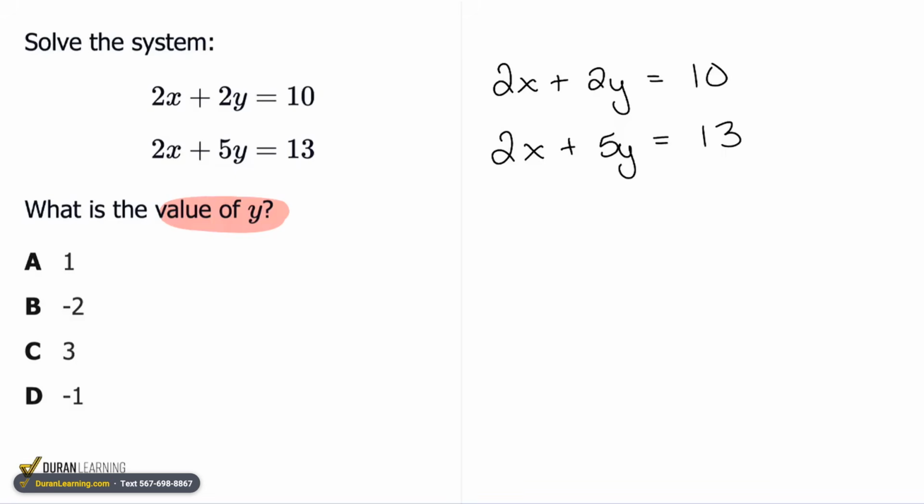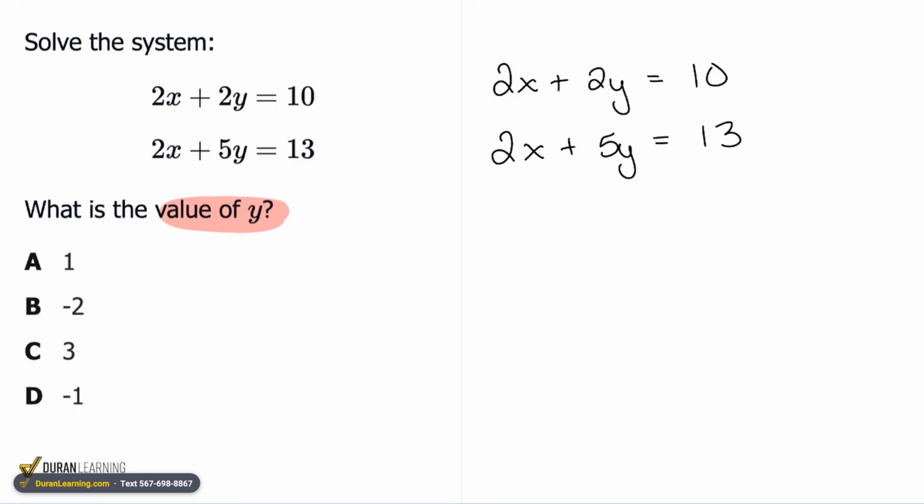But let me ask you guys this. Do you notice that if we subtract, yeah, sure, we'll cancel, but we'll have 2 minus 5, and then we'll have 10 minus 13, both of which will be negatives. Who sees that? Yeah, and it can come out to positive in the end, for sure.